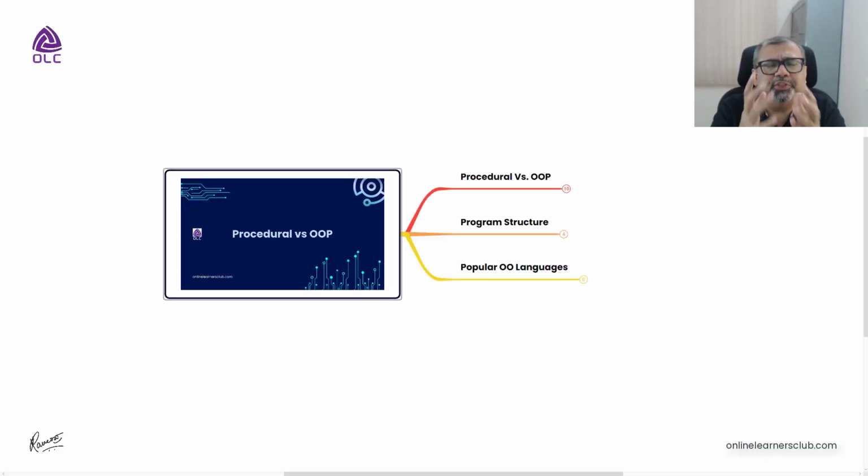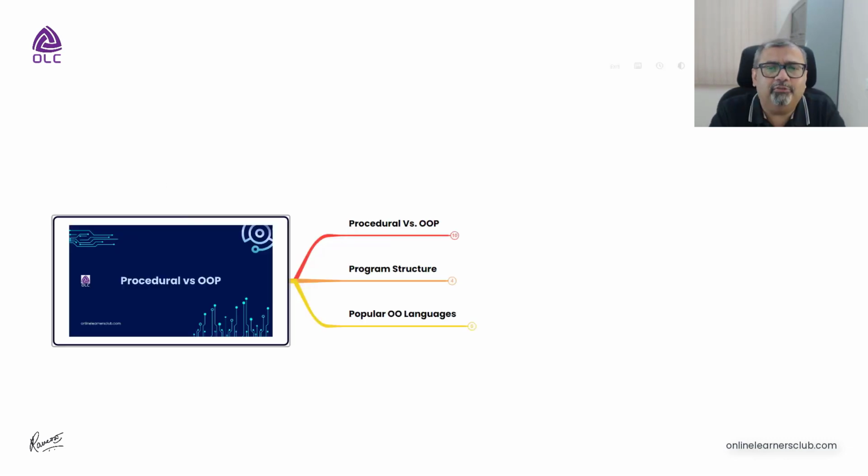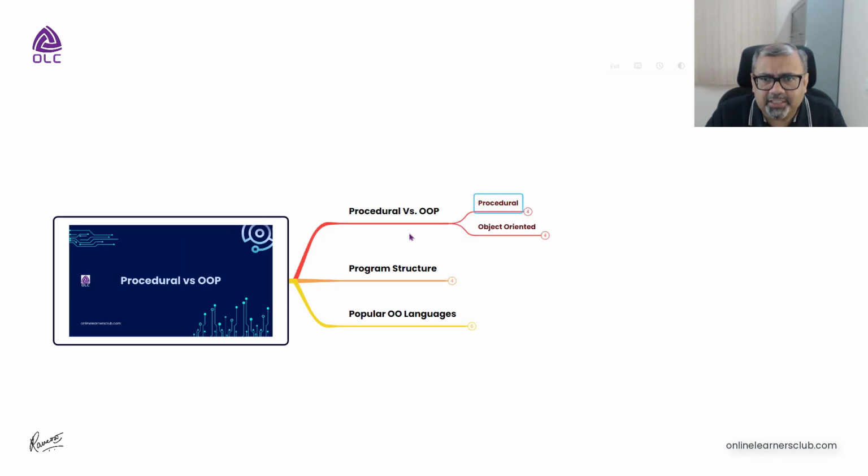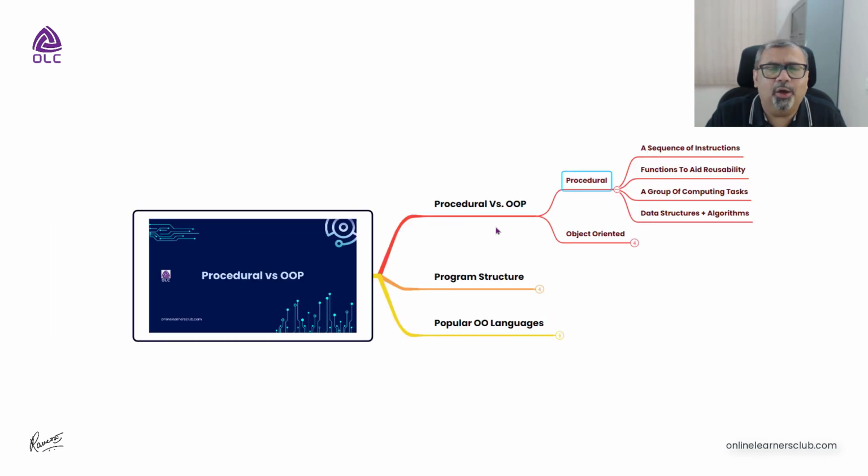We have discussed procedural programming and object-oriented programming, and we saw how to solve a problem like finding the area of a rectangle using a procedural method as well as an object-oriented programming method. So now let us try to understand the different aspects of these two and how they can be compared, and look at the differences between procedural and object-oriented programming.